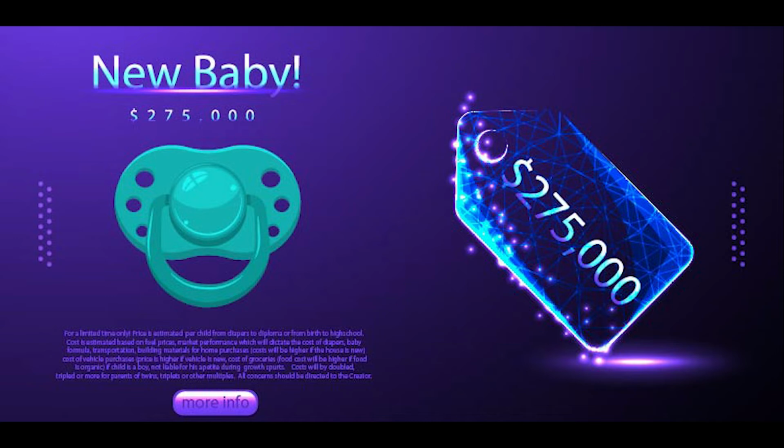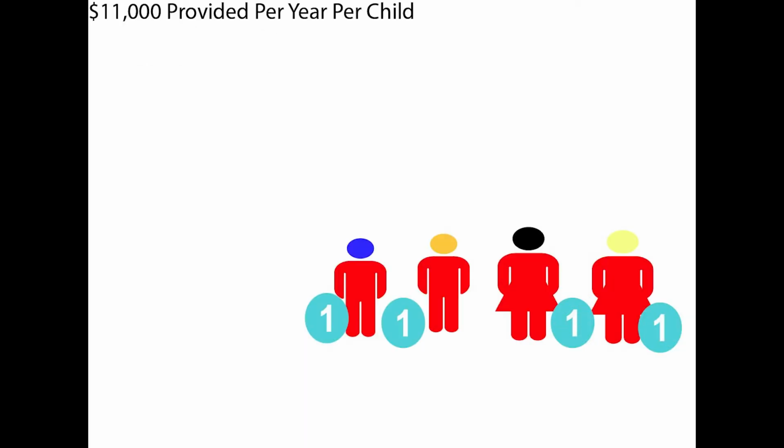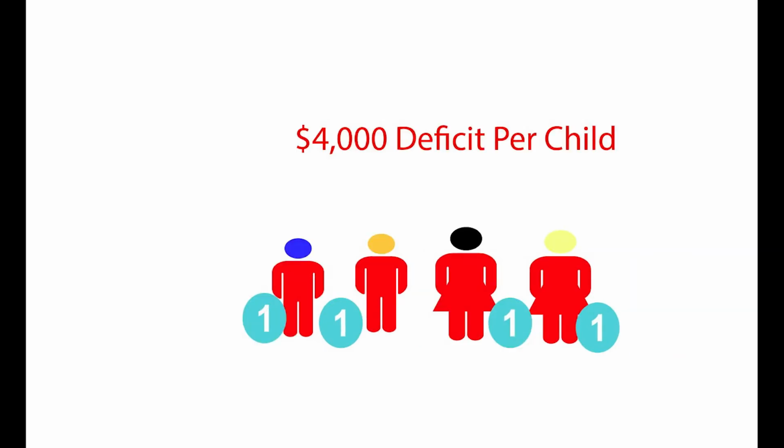This means that in the household of Mr. 1 and Quad Mrs. Ones, there is a tremendous concern. They are already coming up $4,000 short by only having $11,000 per child, when they actually need $15,000 for each child. This shortage, the $4,000, is known as a deficit.